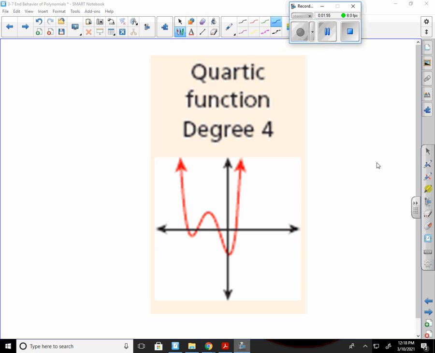The next is a quartic function, which has a degree of 4, and it's up and up on the ends, or it could also be down and down.